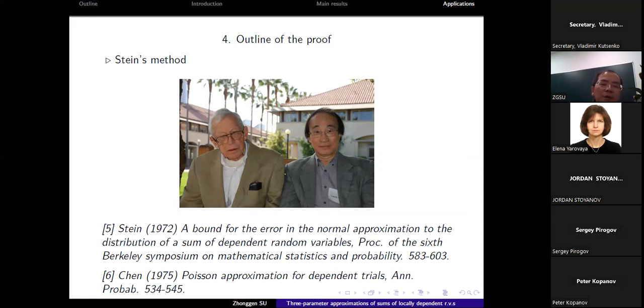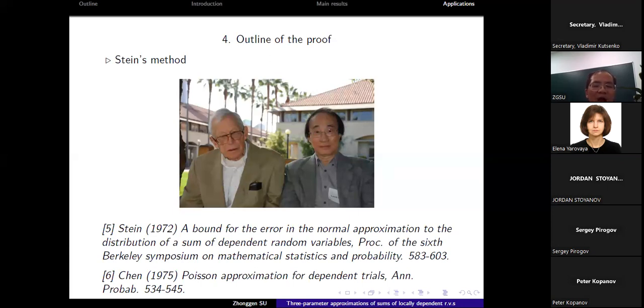Actually, Stein's method was first introduced by Stein more than 50 years ago, in order to estimate the error in the normal approximation to the distribution of a sum of dependent random variables.